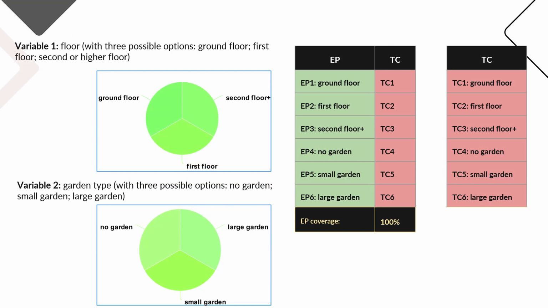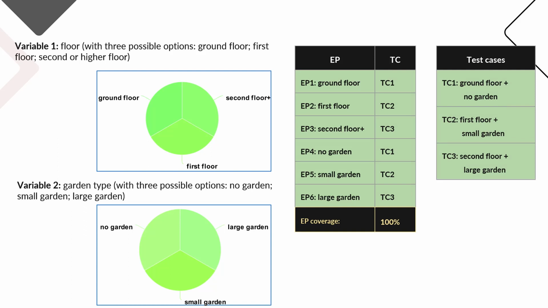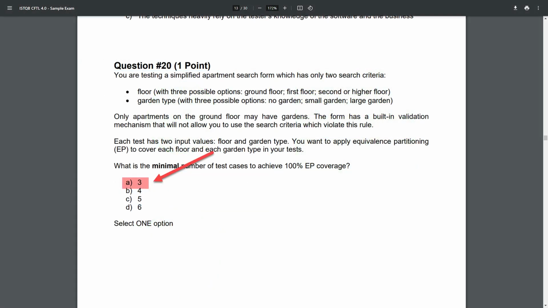So 6 tests is the wrong answer, and we need to combine floor tests with garden type tests. And there is also a hidden distractor. Another option is to combine 3 floors with 3 types of gardens. As a result, we have only 3 tests, and that could be the right answer. As we can see, even answer option A has 3 tests in total, but this answer option is a distractor.